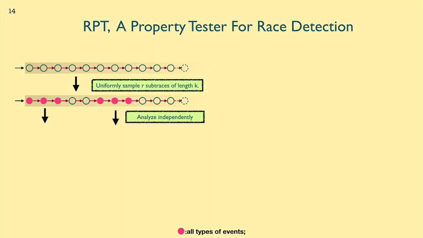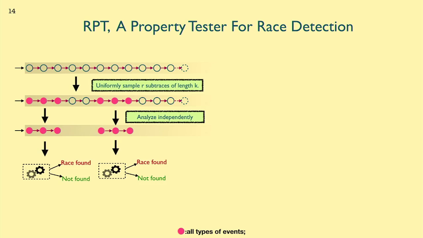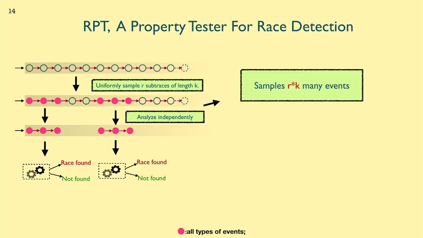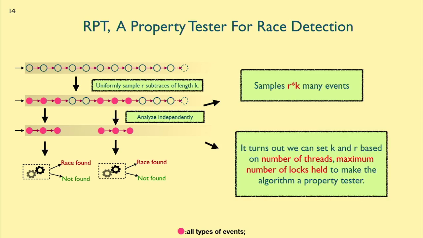And therefore, we are going to analyze each subtrace independently. We are not going to declare any risk cross sections. Okay? And we report a risk if any of these subtraces has a risk. And this algorithm basically samples R times K many events. And it turns out that we can set the value of K and R based on the number of threads and the maximum number of locks held at any time to make this algorithm a property tester.